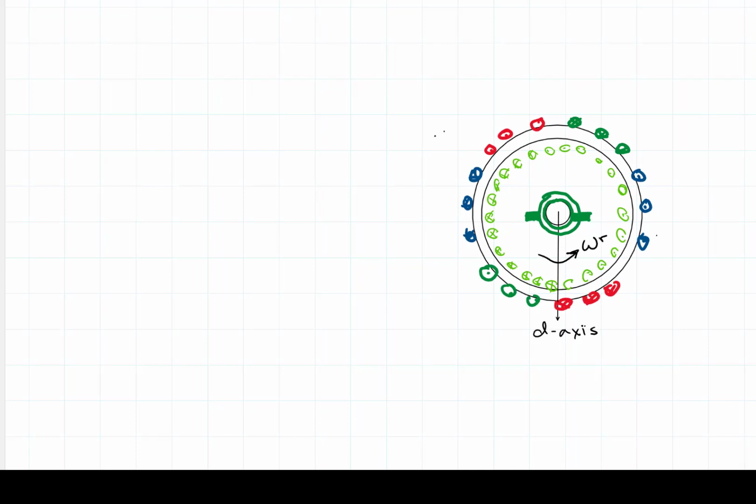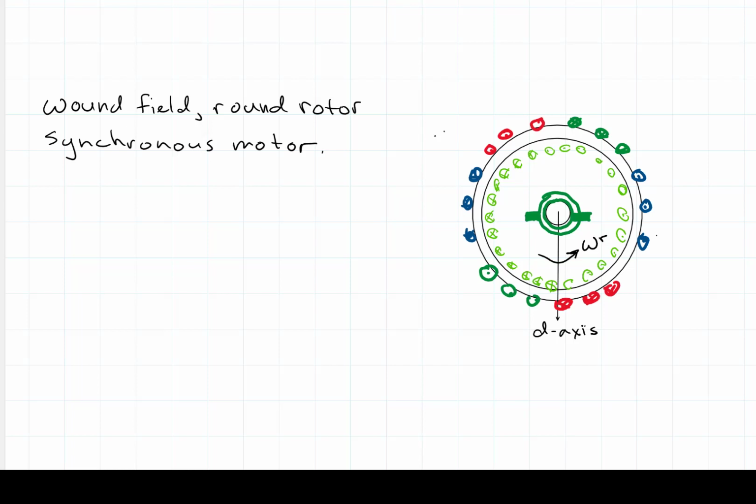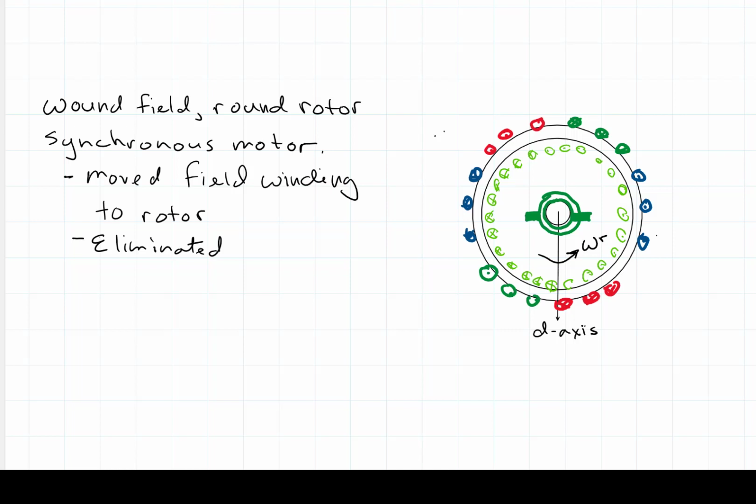A good place to start is with the wound field, round rotor, synchronous motor. And I've drawn the structure over here to the right. What we've done is we've moved the field winding to the rotor. We've eliminated the commutator segments, but not the brushes, because we still want to control the field with this machine because it's a wound field machine.